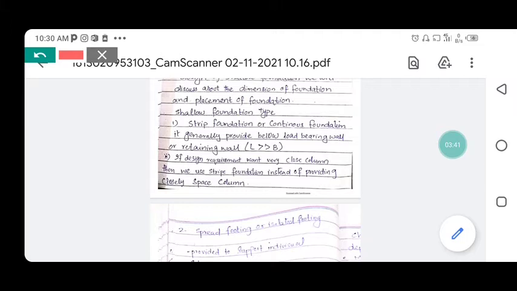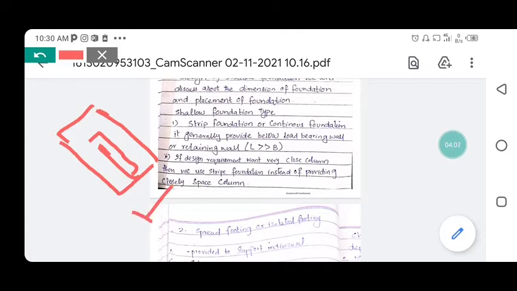I will draw here for you. Suppose this is a foundation, okay, and if we draw 3D, our wall will come on top like this. This is a plan. Okay, you can see this is the width B, okay, and this is the length. You can see here length is much greater than the width of the foundation. So this is a strip foundation.